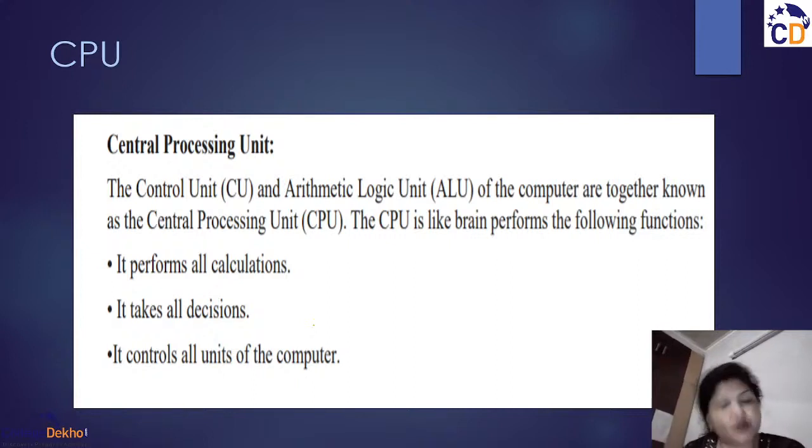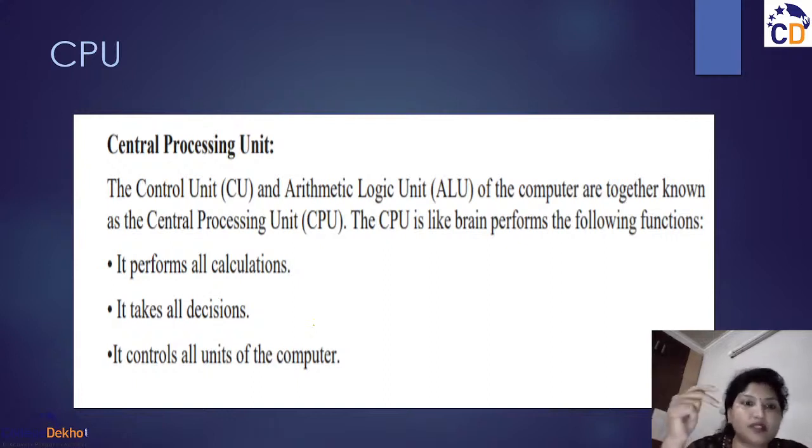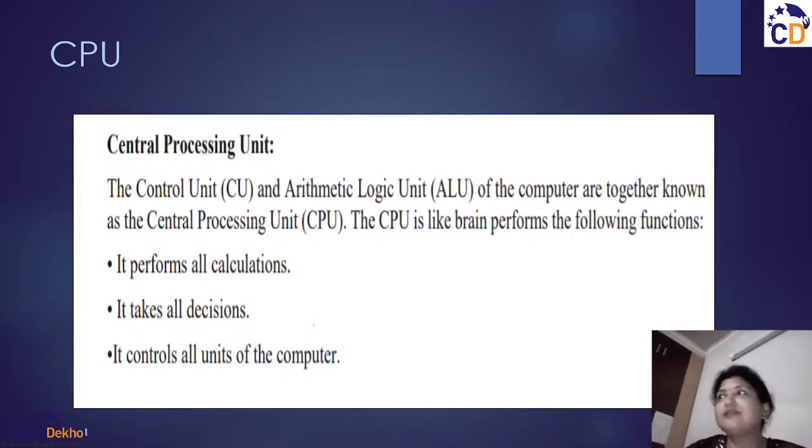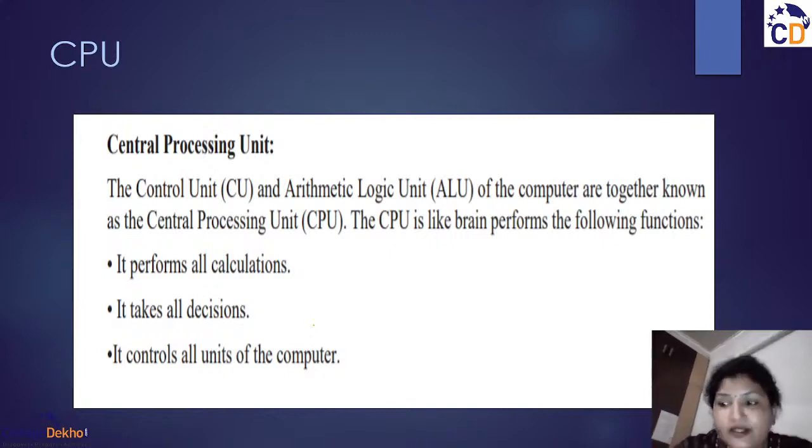How? By using storage unit. So ALU, control unit, and memory unit all are coming under what? CPU only, central processing unit, the heart of the computer system. Within that, the control unit is controlling all the flow of control plus the flow of data and instructions, right? It controls all the units of the computer. It takes all decisions because it is having the brain, right? It is processing everything.